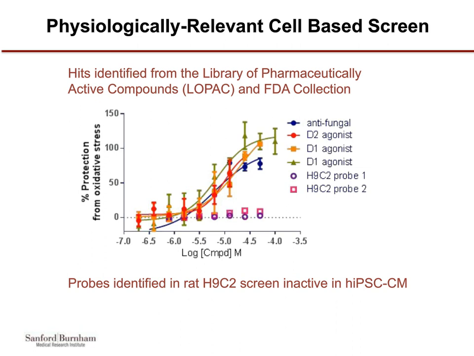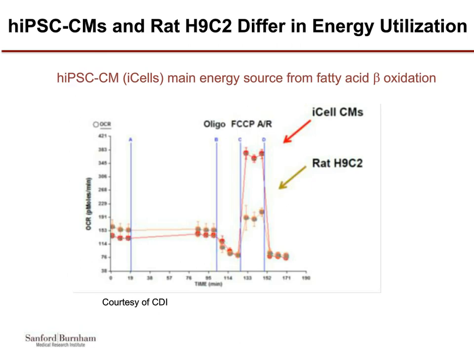So the main difference between the stem cell cardiomyocytes and rat H9C2 cells is that they do differ in energy utilization. So it's probably not a species difference, but more how these cells utilize energy. In this graph, which is from a Seahorse experiment, the stem cell cardiomyocytes show increased mitochondrial respiration, shown by oxygen consumption rates, more so than the rat H9C2 cells, which rely more on a glycolysis pathway. So this is important as we're looking at protection from ROS-induced damage to the mitochondria.